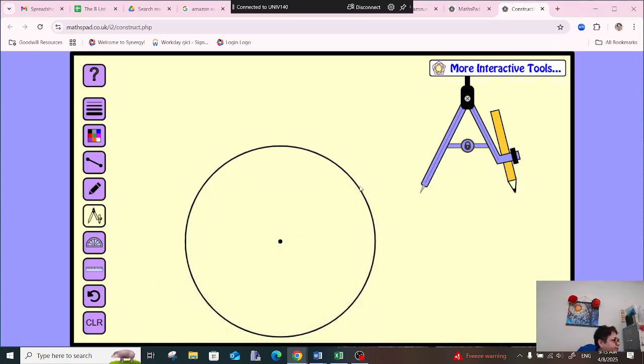Does everybody have a piece of paper? Made a big circle with a compass. Right?